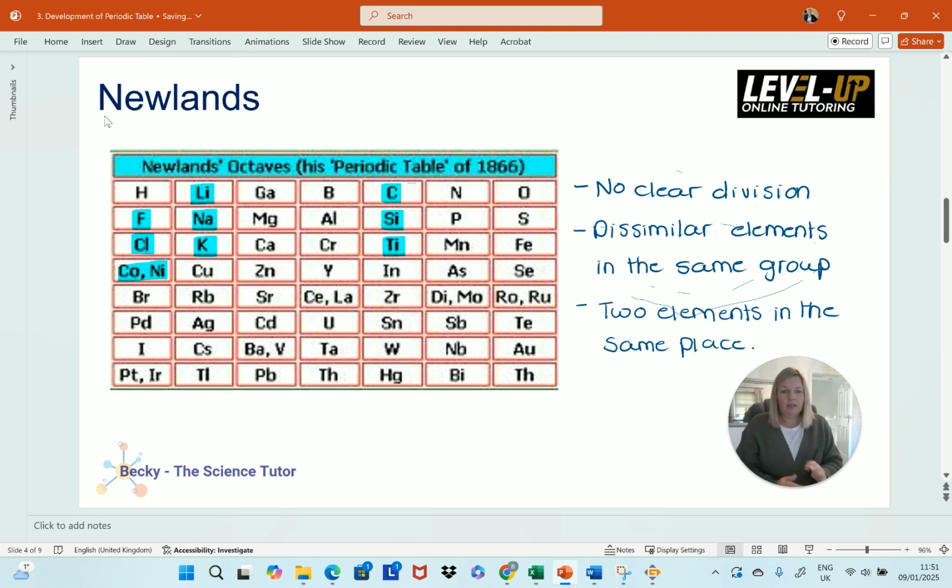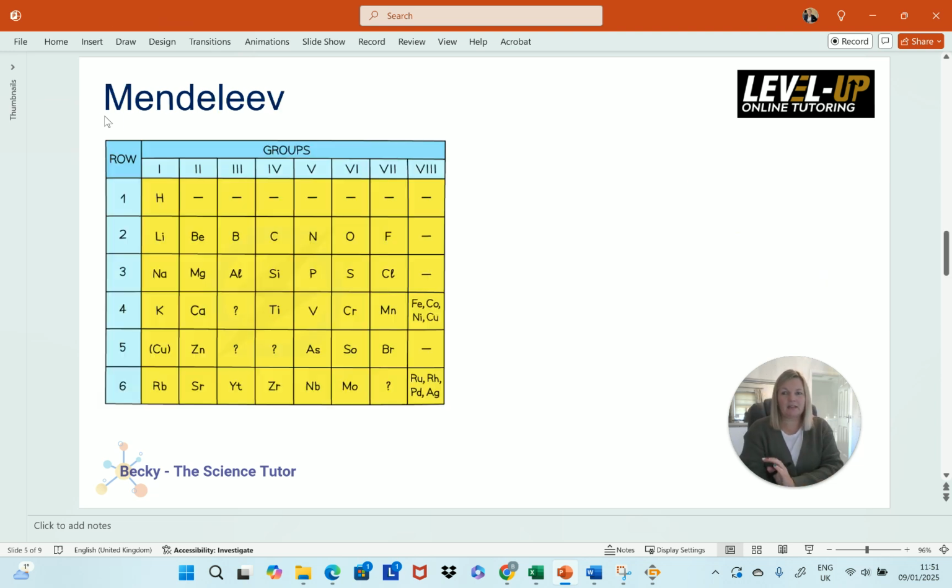So let's have a look then at Mendeleev. So here is Mendeleev's periodic table, and we can see now by looking at this straight away, we've developed it a little bit. There's lots of similarities to Newlands, but it's a little bit more developed. We've now got distinguished groups. We've got rows. We now call them periods, but we've got them in rows. And we've kind of taken this a little bit more forward.